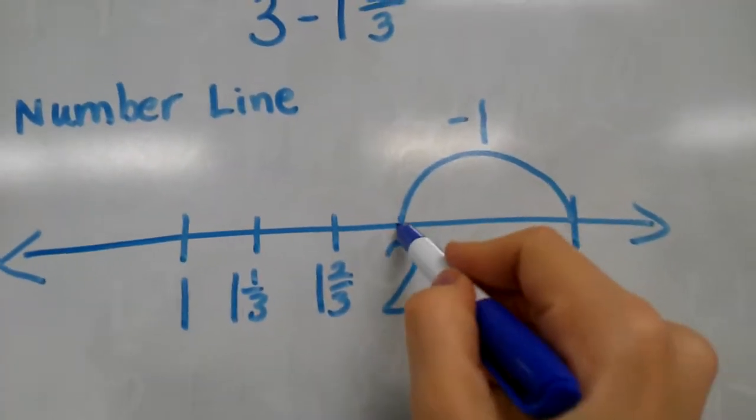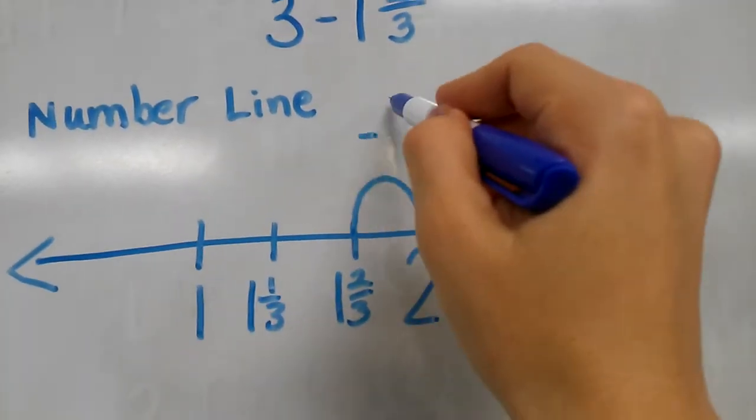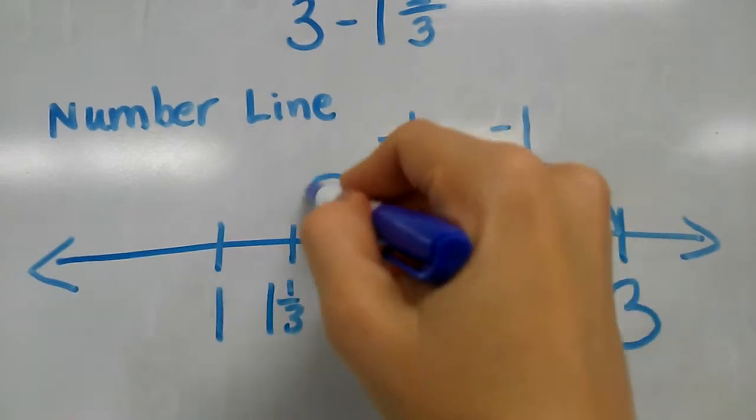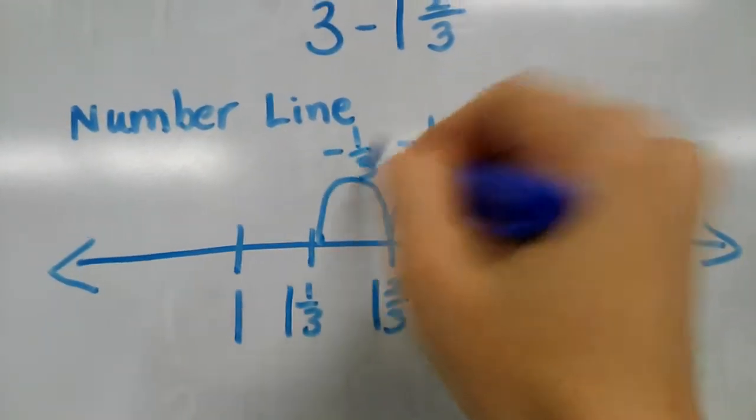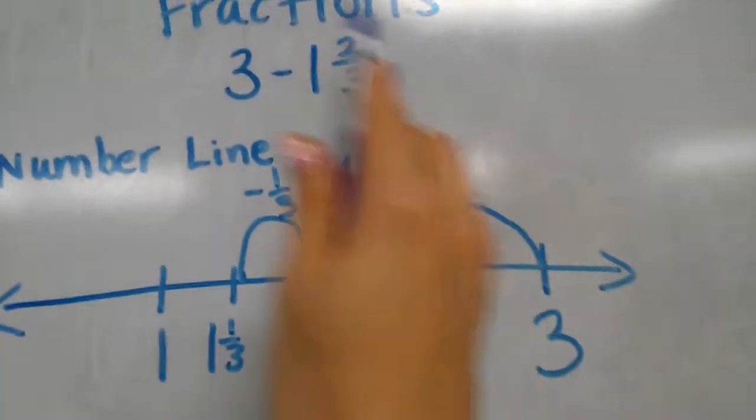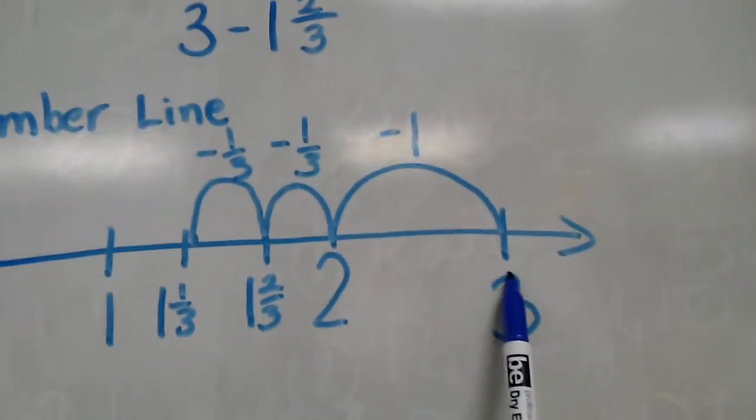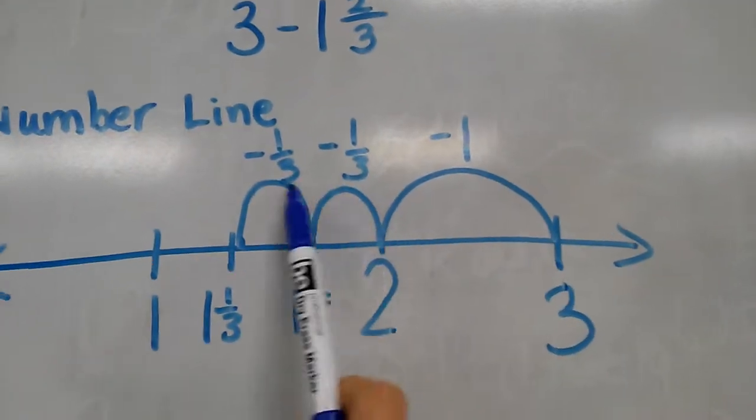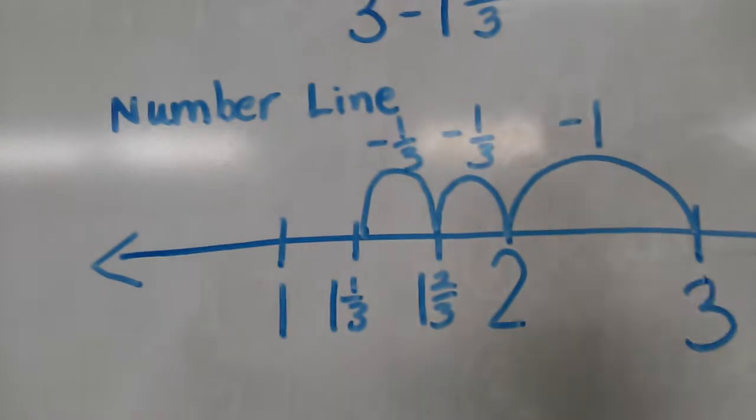So now to take away 2/3, I would make a jump of -1/3 and -1/3. So my number line shows the same thing as this problem. 3 minus 1 2/3. The answer is 1 1/3.